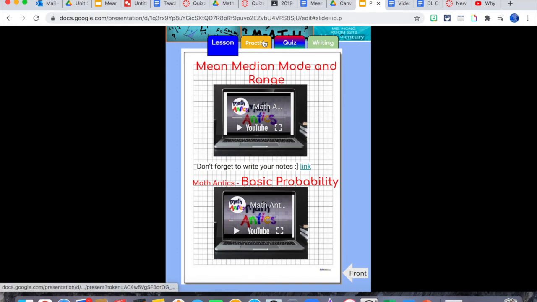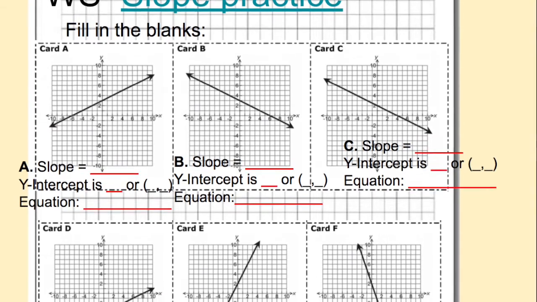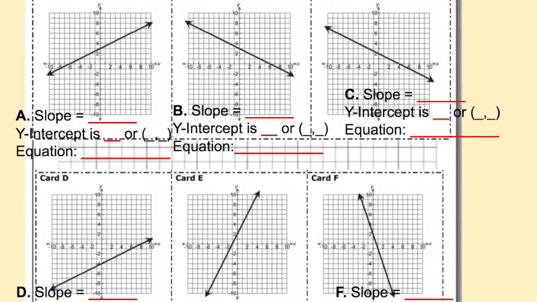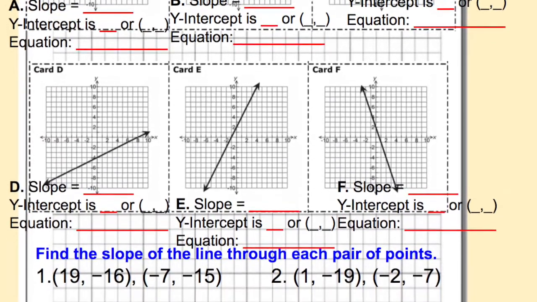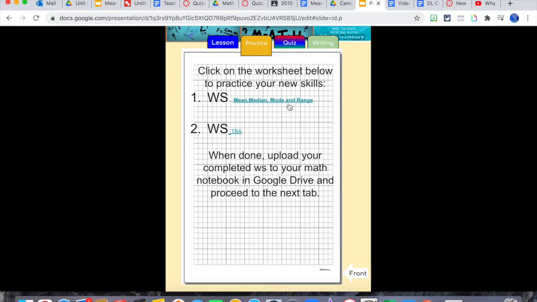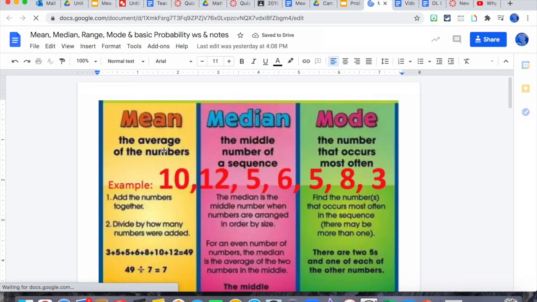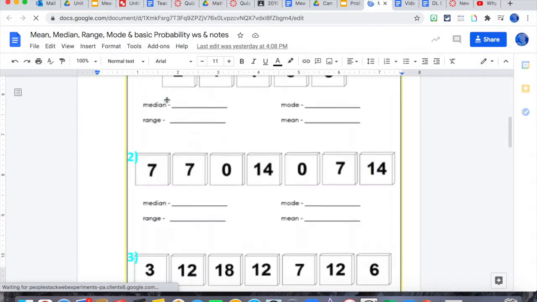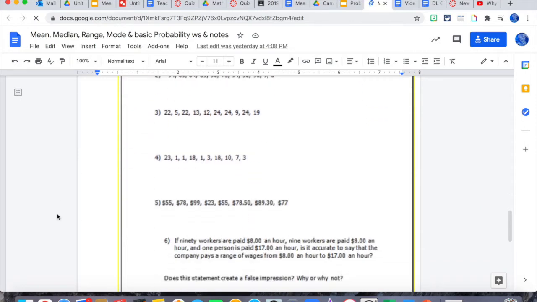I'm going to go ahead and click on the practice tab to show you. Here we have work for you to do. If it's displayed on paper, then you can go ahead and write down the problem and work it out on your own paper. Then take a picture of your completed work and upload it to your Google Drive to be turned in. If we have a worksheet like that and the problem is not displayed on the paper there, you might have to click on the link, and then this is the work that you are going to see for the mean, median, mode, and range.